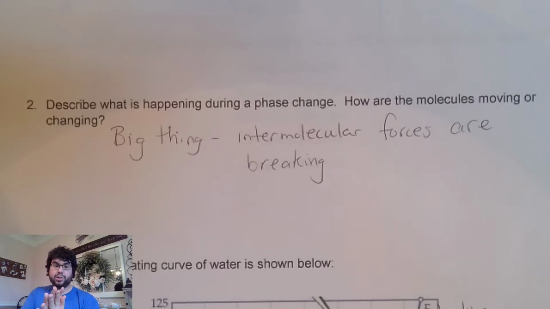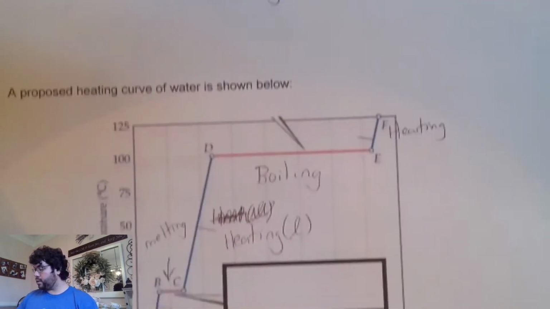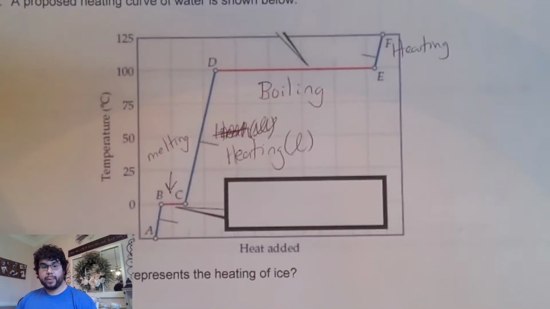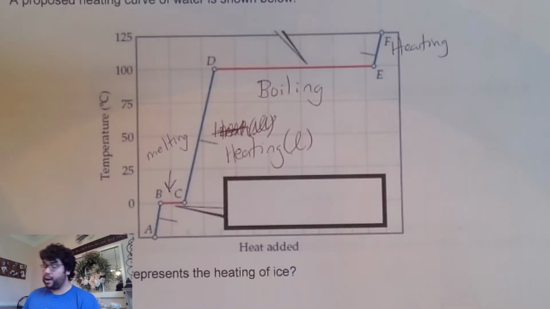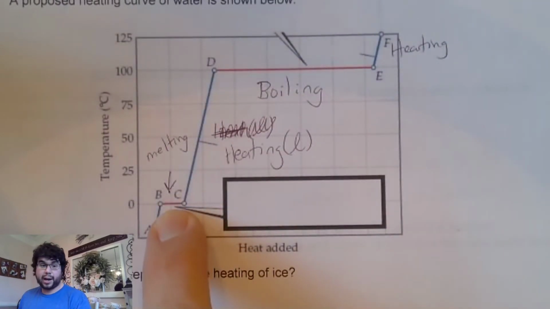So a phase change is where the intermolecular forces keeping the water molecules or whatever stuck together starts to break. You're adding more and more energy, breaking that intermolecular force between the compounds. And that's really just the big thing to remember. Here's a heating curve. The big thing here is that the horizontal lines indicate either melting or boiling.